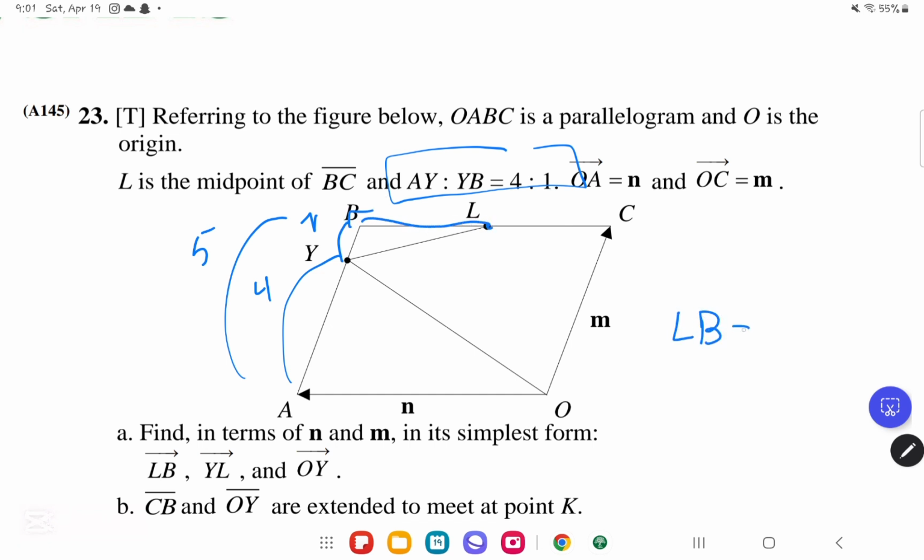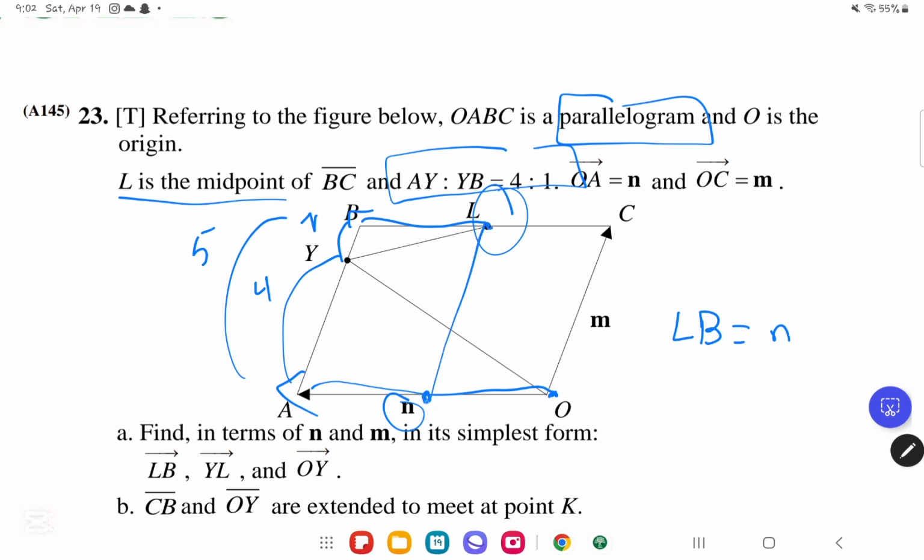LB, as you can see, is going in the same direction as OA. And OA, what is the value of OA? It is N. But as you can see, L is the midpoint. It's given L is the midpoint of BC. And since they are parallel in a parallelogram, they are going to be of the same value. So if this is the midpoint, then this over here is also going to be the midpoint. So technically, L is the midpoint of OA. So the value of LB, which is half of CB, is going to be 1/2N.